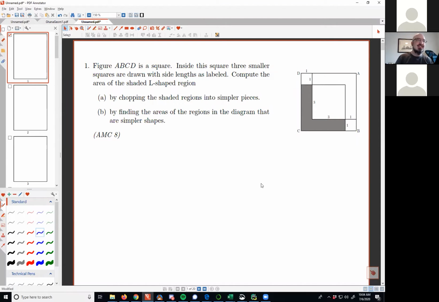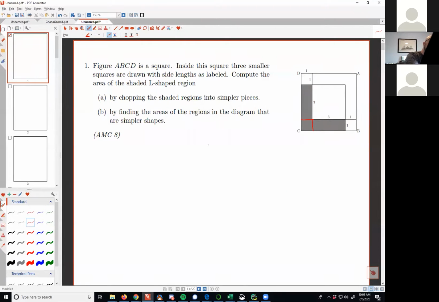Okay, there are 2 ways we could do this. We could divide it up into 3 separate shapes, or we could find out the area of the non-shaded region. Okay, we could divide it into 2 shapes or 3, either one. We'll go ahead and divide it into 3 there, and then how do we compute?